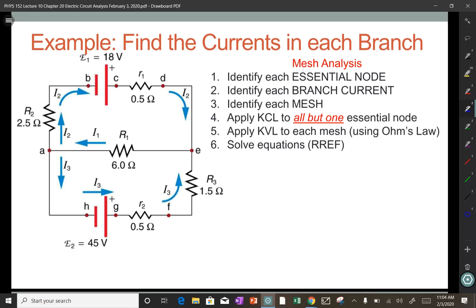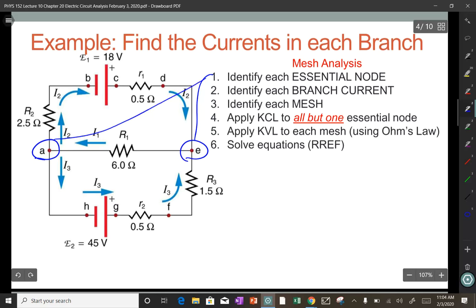Which of those are essential nodes? A and E are essential nodes. Because those are places where we have 3 things that come together. So there's our first step, identify those essential nodes. Second step is identify each branch current. A branch is something that connects one essential node to another essential node.